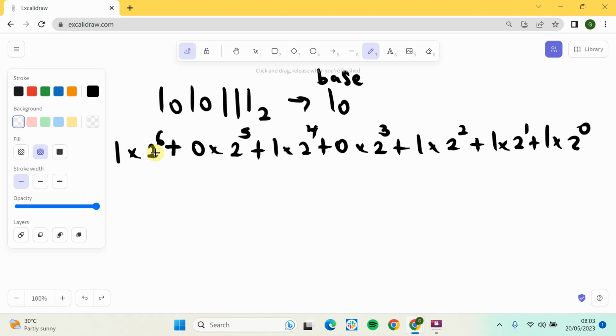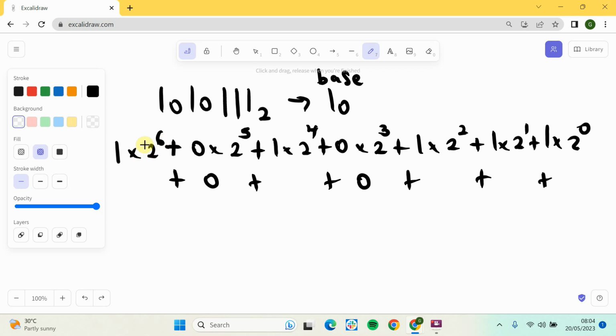Before we begin, I want to show you something. Anything multiplied by 0 is what? 0. So instead of me stressing myself doing 2 raised to the power 5, which is 32, I know that this one is going to give me 0, plus whatever this will give me, plus 0, plus whatever this will give me, plus whatever this will give me. Okay, great. So 1 times 2 raised to the power 6.